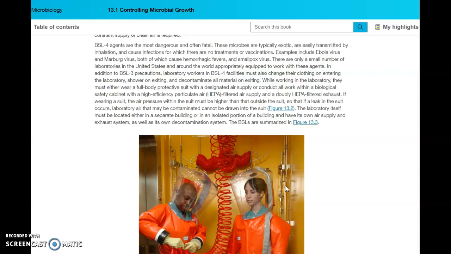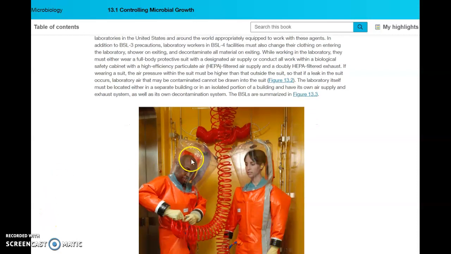There's one at the U.S. AMRIID, which is the Army branch for infectious diseases. There's one at the CDC, and there's one in Colorado at our vector-borne disease lab. There may be a couple of others scattered around, but these are very high security, very restricted access. The workers in a BSL 4 lab have to change their clothes when they enter. They take a shower when they exit. They have to wear these special suits, full body suit.